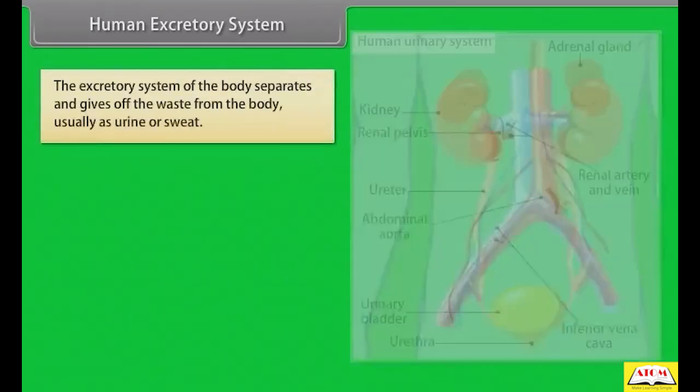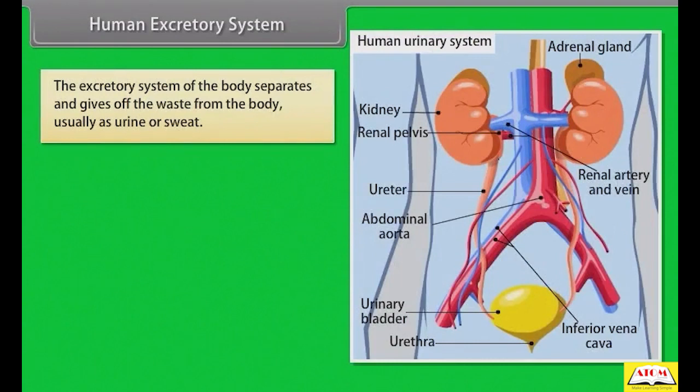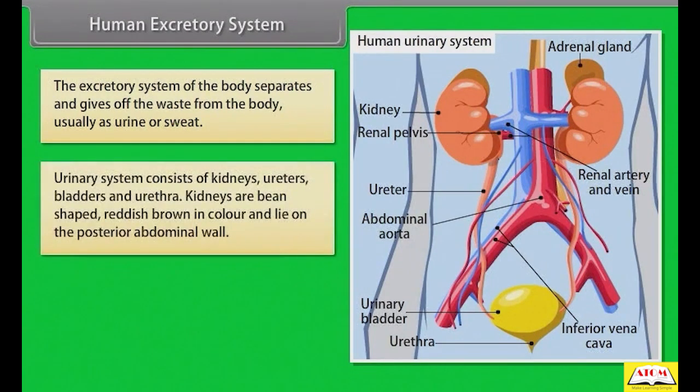Human excretory system. The excretory system of the body separates and gives off the waste from the body, usually as urine or sweat. Urinary system consists of kidneys, ureters, bladder and urethra.